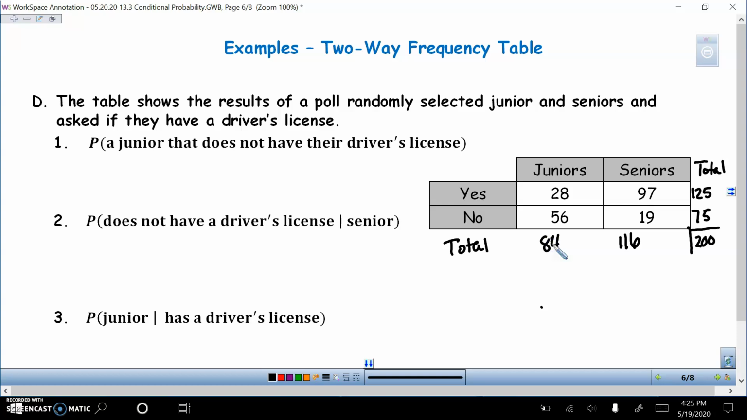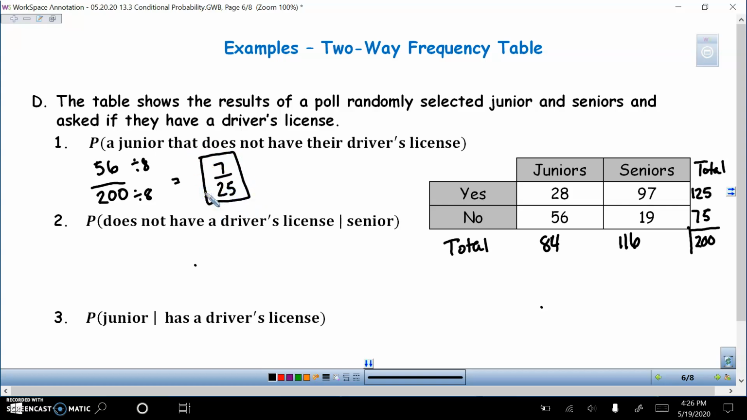So we're good there. All right, so find the probability that a junior does not have their driver's license. So again, pay attention to that language. You don't have the vertical bar. It does not say "given that" or "such that," meaning you're looking at out of the total number of people surveyed. And then juniors that don't have driver's licenses. So I have 56 juniors that don't have a driver's license. And then this simplifies down. And we get 7 out of 25.